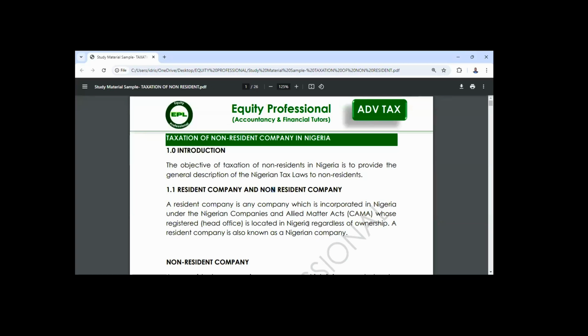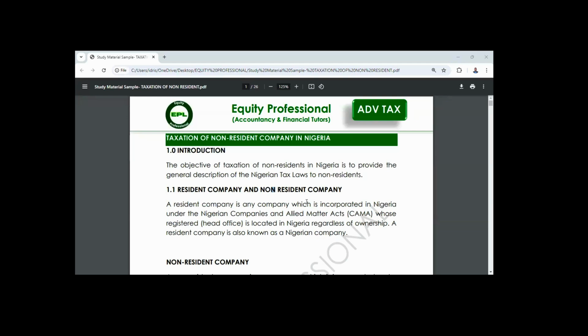First and foremost, let's differentiate between resident company and non-resident company. A resident company is a company that is incorporated in Nigeria under the Company and Allied Matters Act, CAMA, and their head office is located in Nigeria. Regardless of the ownership, a company that is registered in Nigeria under CAMA, and whose head office is also located in Nigeria, is called a resident company.